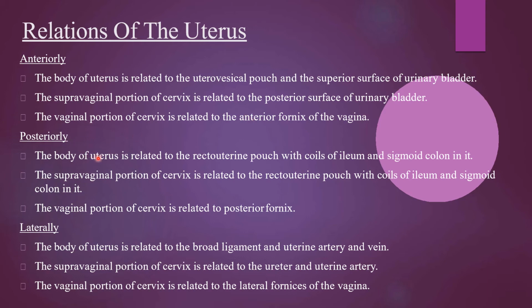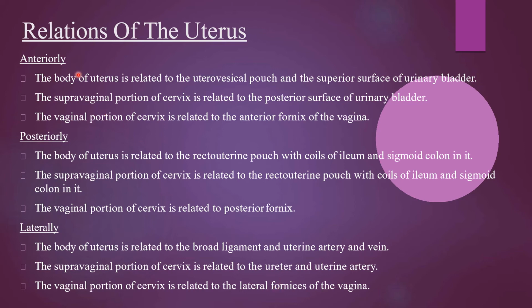Posteriorly, the body is related to recto-uterine pouch and sigmoid colon. The supravaginal portion of cervix is related to recto-uterine pouch and sigmoid colon as well. The vaginal portion is related to posterior fornix. Laterally, the body is related to broad ligament, uterine artery and uterine vein. The supravaginal portion is related to ureter and uterine artery. The vaginal portion is related to lateral fornices of vagina.